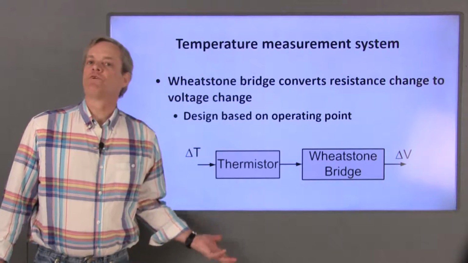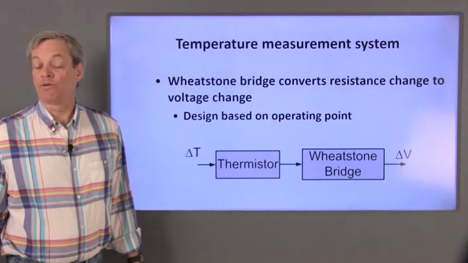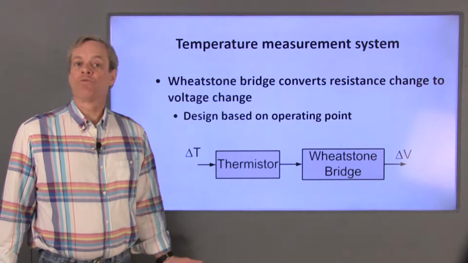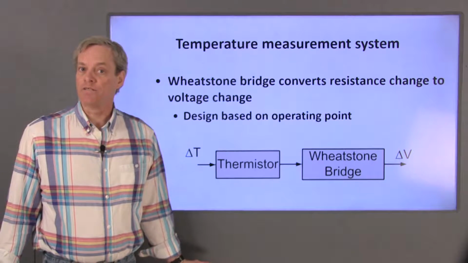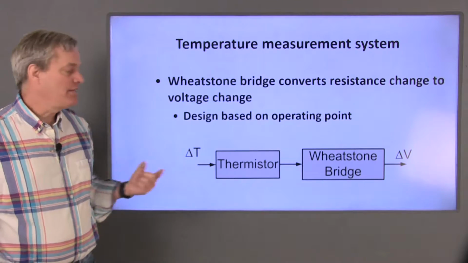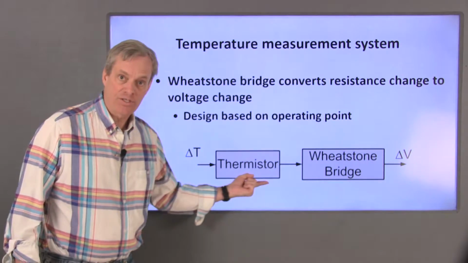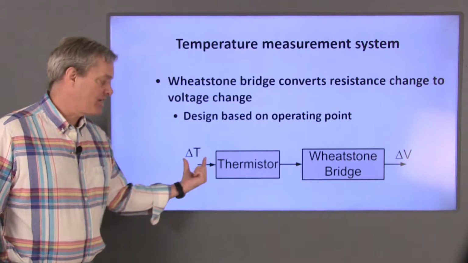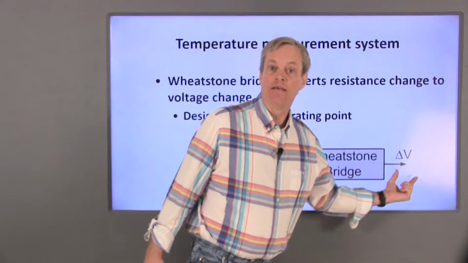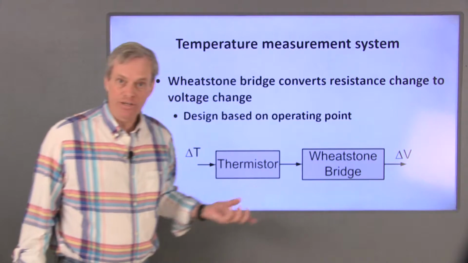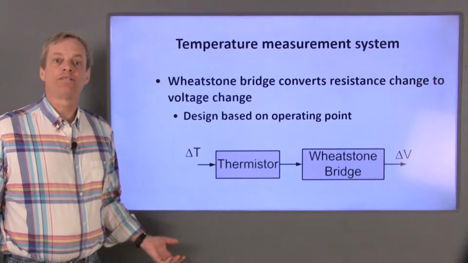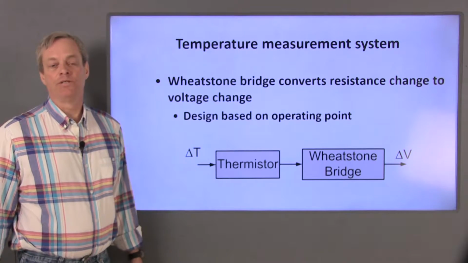The thermistor converts temperature to an electrical parameter, resistance. I can use a second subsystem to convert the resistance change to a voltage change. The circuit we'll use is called a Wheatstone Bridge. Adding the Wheatstone Bridge to the thermistor will result in a system that converts a temperature change, delta T, to a voltage change, delta V. The design of the bridge circuit depends on the operating point we chose for the thermistor. Now let's take a look at how to design the Wheatstone bridge.